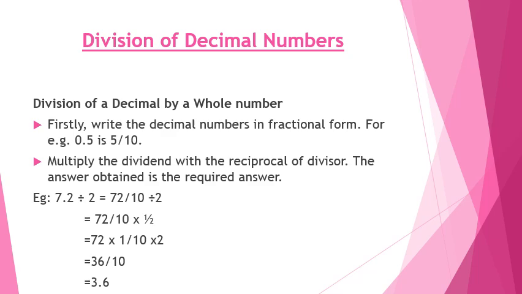72 and 2 have 2 in common, so we cut it and we get 36 upon 10, which can in turn be written as 3.6. A small tip here: if you have in the denominator a 10 or a power of 10, then if not required, do not cut it so that we can convert it back into a decimal easily. So here 10 could also have been cut with 36, but we are leaving it because we have to convert it back into a decimal. So this is division of a decimal number by a whole number.